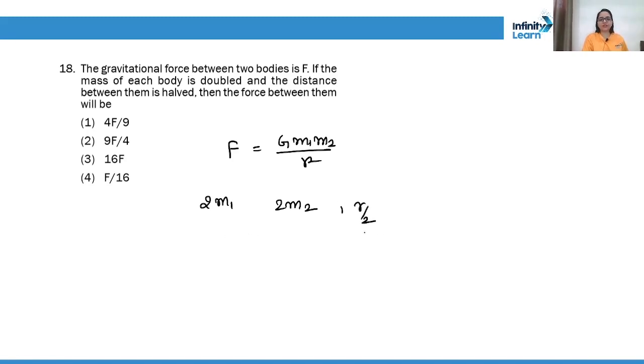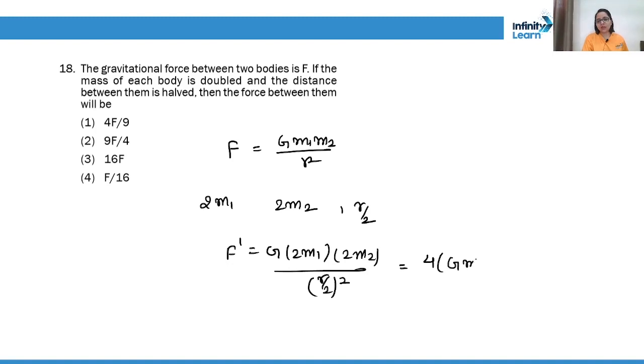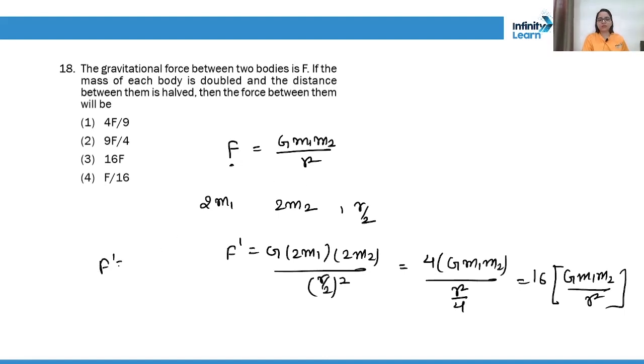Then the force between them will be, okay. So F dash is G 2m1 into 2m2 divided by (r by 2) whole square. So it is 4 times G m1 m2 divided by r square by 4, which is equal to 16 times G m1 m2 divided by r square. But G m1 m2 divided by r square is the previous force, so F dash becomes 16 times F, which is option 3.